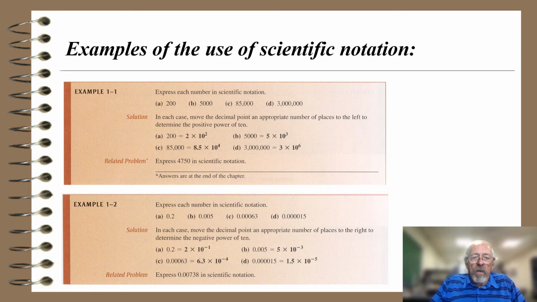Example 1-1 says express each number in scientific notation, and it has the answers written out. Example 1-2, express each number in scientific notation, and it shows, for instance, 0.2. Well, 0.2 would be 2 times 10 to the minus 1. Again, they're all worked out for you, so you may want to look at these, or you may not have to.